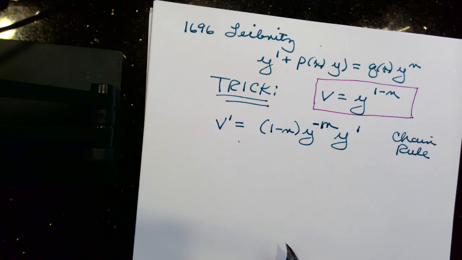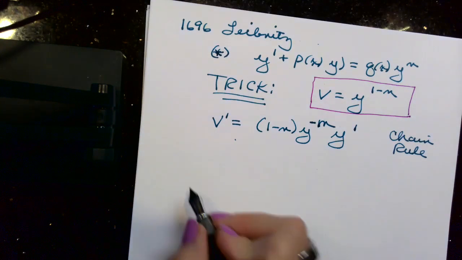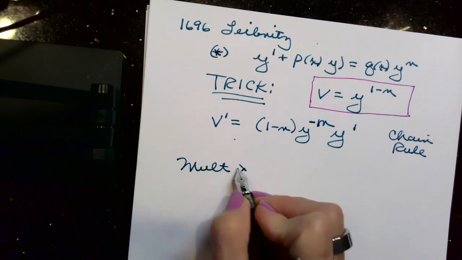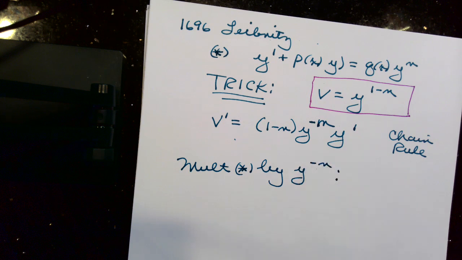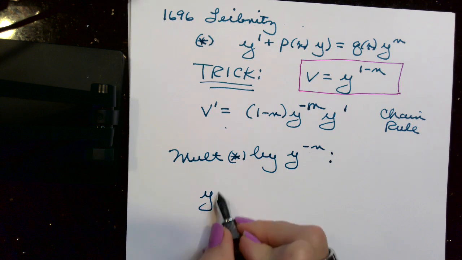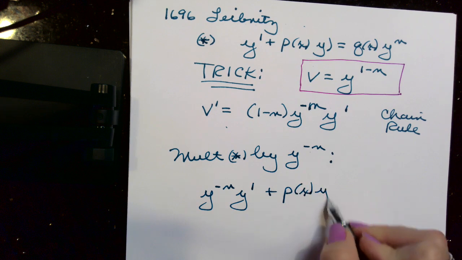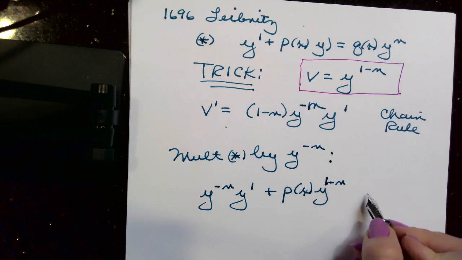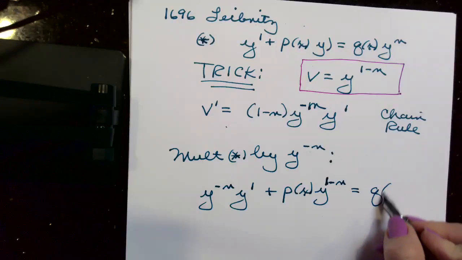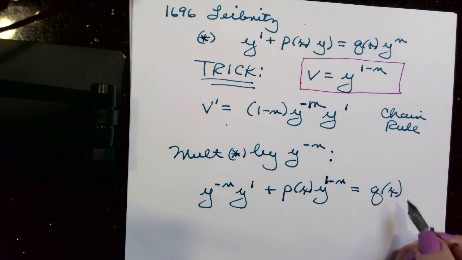Okay. All right, and now we want to substitute. But before we do that, let's take our equation, which I'll call asterisk, and multiply our equation by y to the minus n. That gives me the equation y to the minus n y prime plus p of x y to the minus n times y, so that'll be y to the 1 minus n, equal to q of x times y to the minus n times y to the n. Those two multiplied together give you 1.